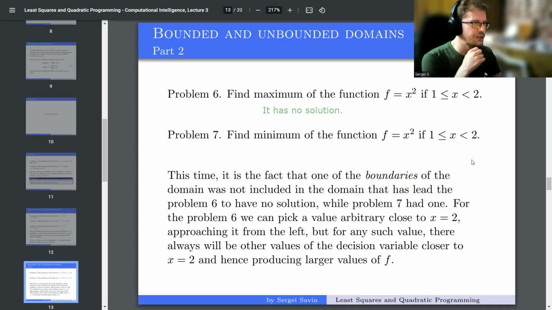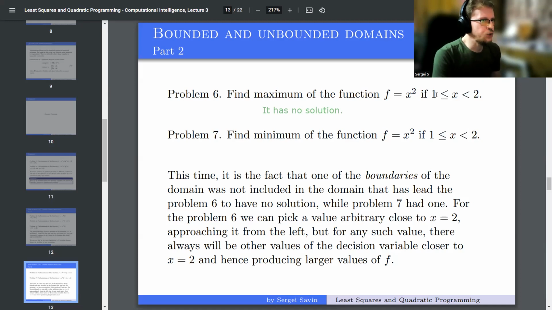Can someone tell me about problem 7? Minimum of the function x2. 1, exactly 1. So just because we have this strict inequality doesn't mean that we don't have a solution. This strict inequality, same as the complete lack of boundaries, would only cause us problems if the solution goes this way. Okay. So this has a solution, 1. This doesn't have a solution.